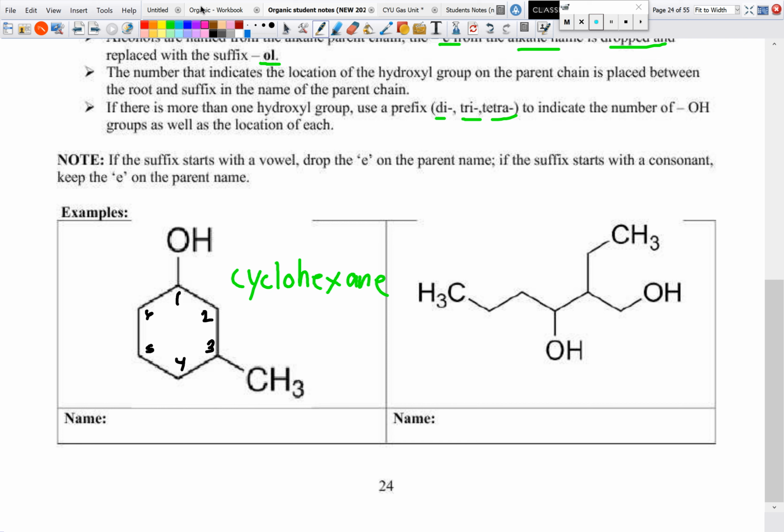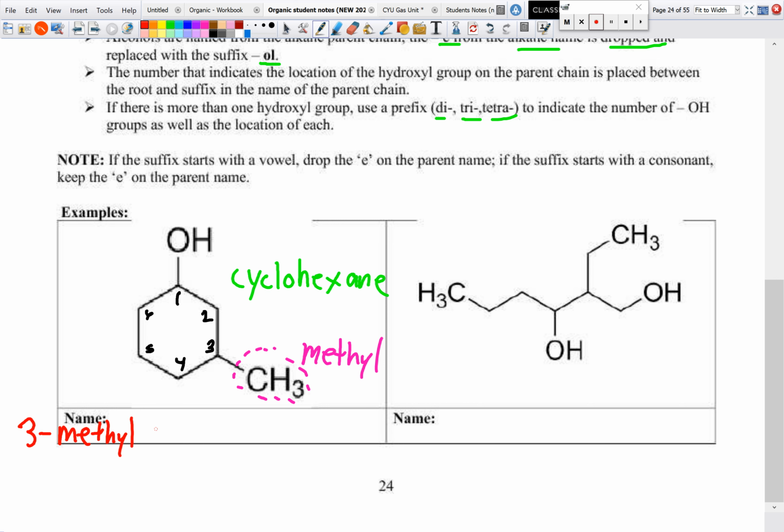Now, as for our branch right here, we can tell this is a methyl branch. So that's kind of it. Now we're actually ready to name it. We're going to start by naming our methyl first. So branches always get named first, sorry. We have our methyl on carbon 3, so this name is going to start with 3-methyl.